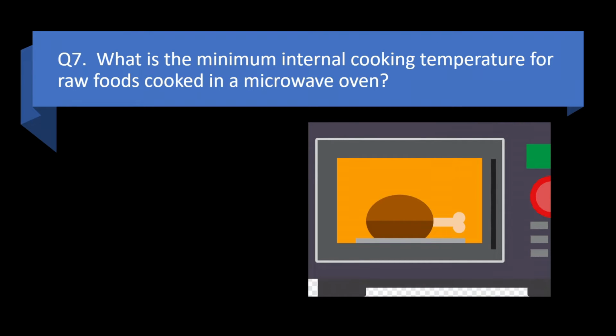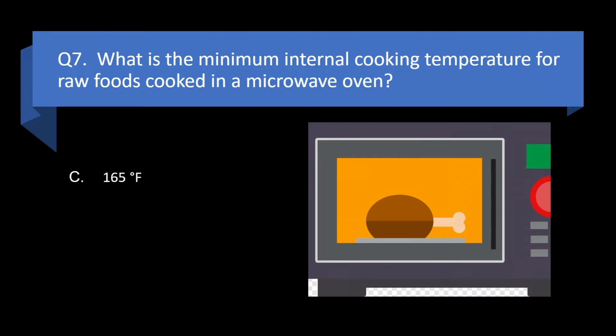Question 7. What is the minimum internal cooking temperature for raw foods cooked in a microwave oven? 187 degrees Fahrenheit, 110 degrees Fahrenheit, 165 degrees Fahrenheit, or 135 degrees Fahrenheit. C. 165 degrees Fahrenheit.